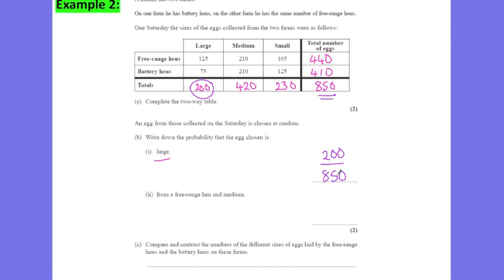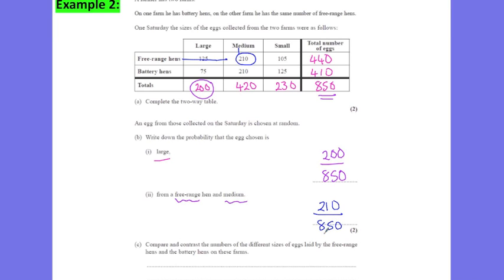850. We're then asked to write down the probability that the egg chosen is free range and medium. So free range and medium. Free range is here, medium is here. Here, here. This is the number we're interested in. So there's 210 eggs that are medium and free range divided by the total 850.